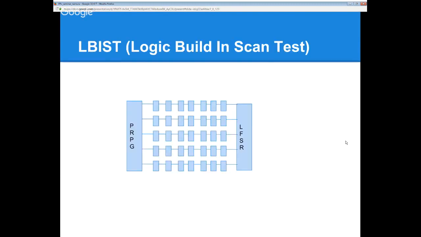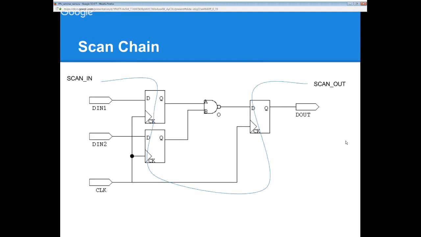These days, the logic size becomes much bigger and bigger. That means scan chain lengths become longer. That means we need time to load the data into a chain. It takes a very long time. So that means the test cost becomes much higher.